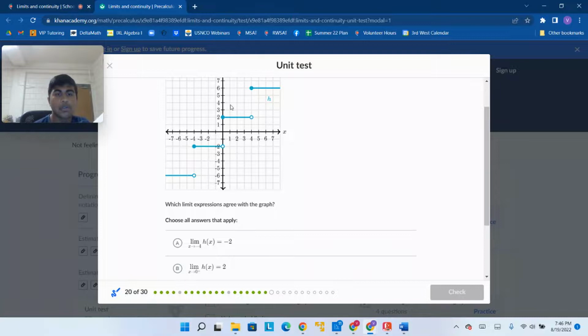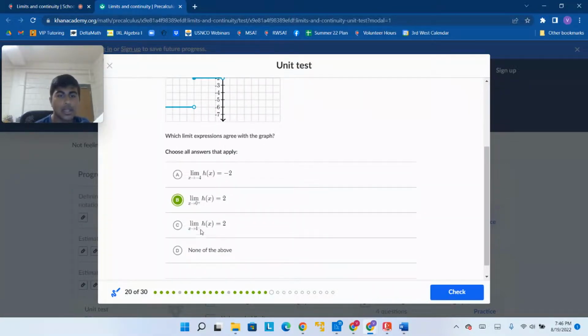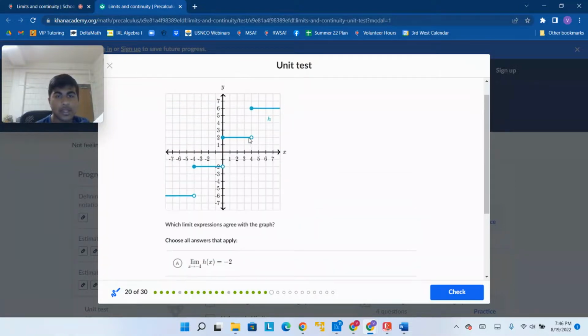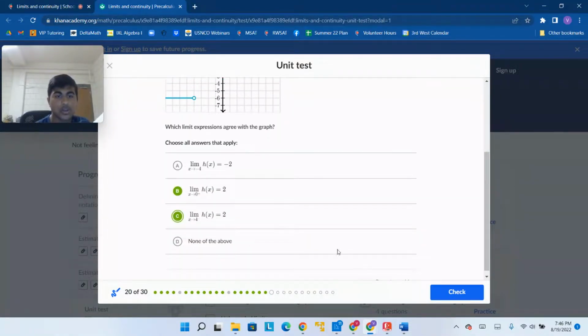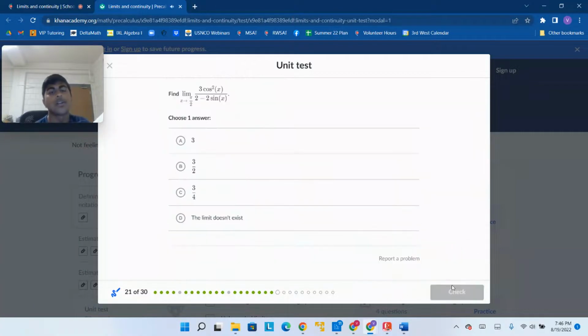As we approach 0 from the positive side, so this side, we get to 2. That's correct. As we approach 4 from the negative side, we're going here. We should approach 2, so that's also correct. And we can move on.